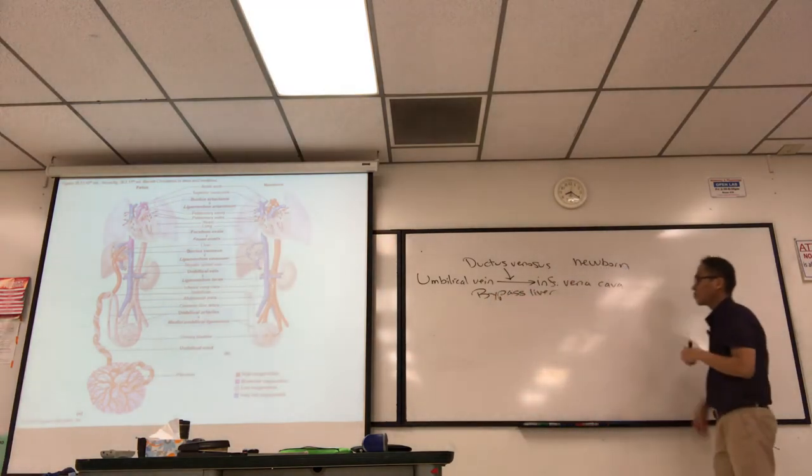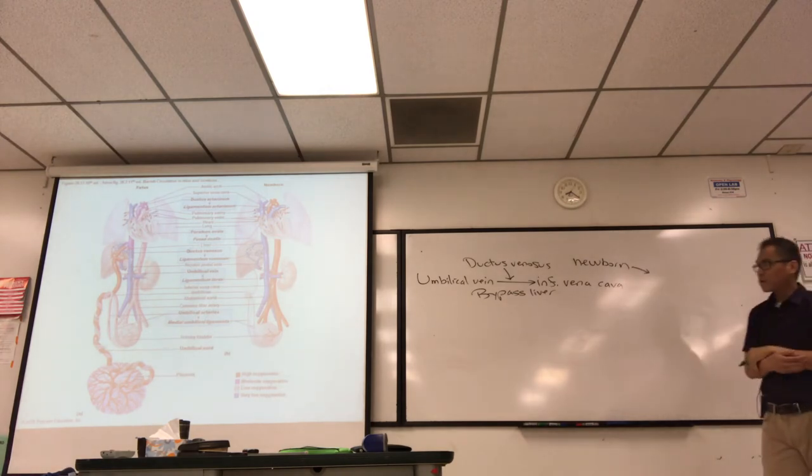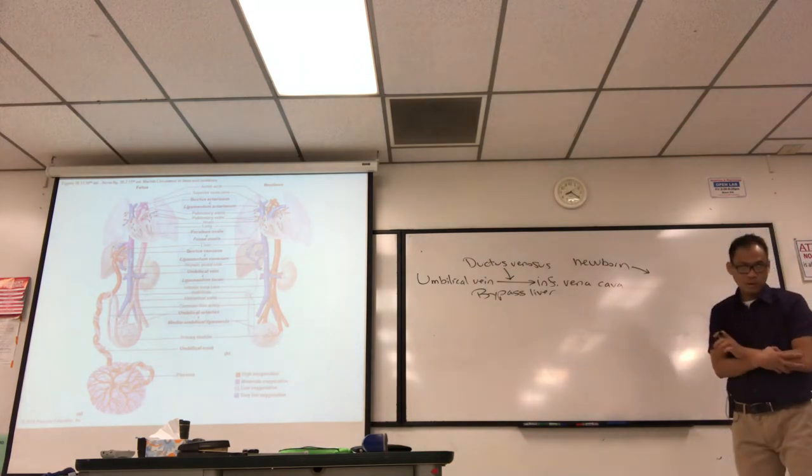And in a newborn, that structure becomes unused. You actually do get blood flow to the liver, and it's called the ligamentum venosum in a newborn when it closes up.